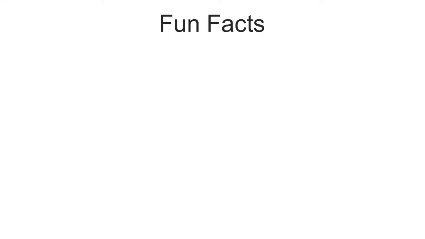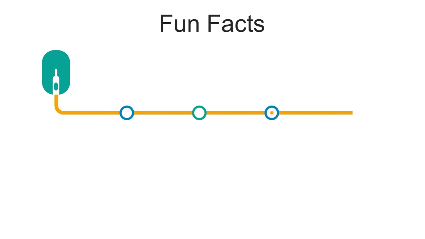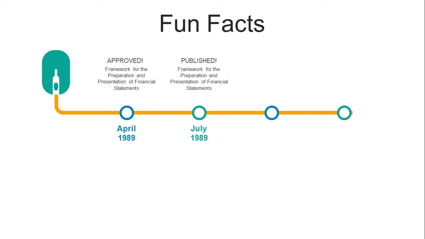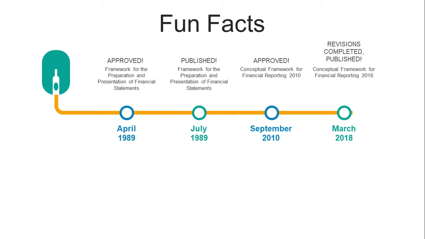Do you know that the conceptual framework for financial reporting, or the framework as we know it, actually dates way back to 1989? Back then, it was still called the Framework for the Preparation and Presentation of Financial Statements, and was approved by the IASC Board in April 1989 and published in July of the same year. In September 2010, it evolved into what was known as the Conceptual Framework for Financial Reporting 2010 as approved by the IASB. And finally, in March 2018, it was rebaptized and published as the Conceptual Framework for Financial Reporting 2018. This version of the framework will of course be the focus of our discussion.